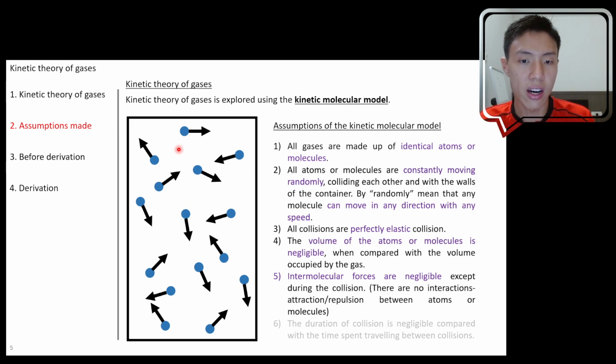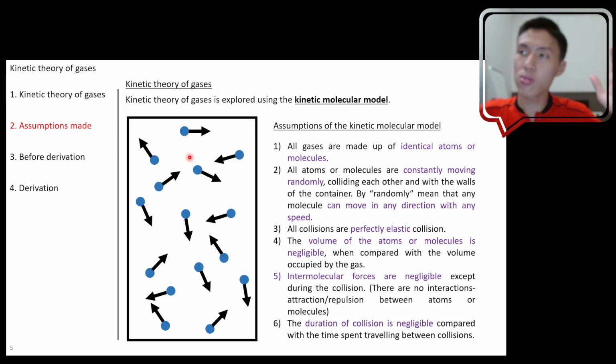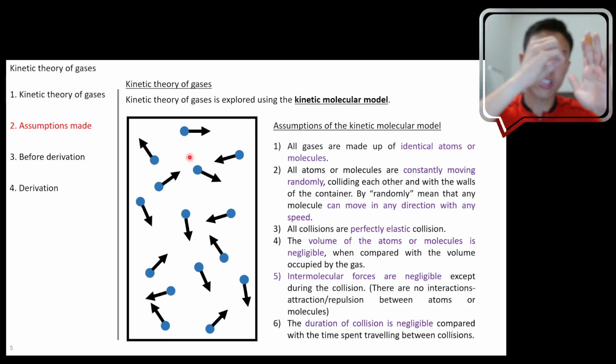Okay? The last assumption that we are going to make is that the duration of collision is negligible compared with the time spent traveling between collisions. If a molecule is moving, the amount of time it spends moving in the gas system is much greater than the time it takes to collide and change its direction. So the motion takes a lot of time, but the collision only takes a little bit of time. The collision only happens for a very small duration.